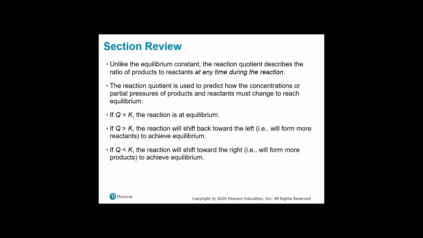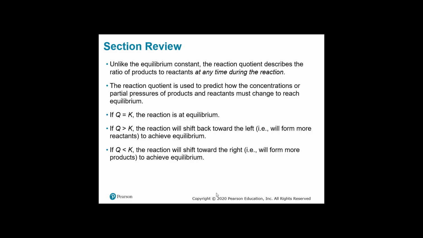Okay, so let's do a review. Unlike the equilibrium constant, the reaction quotient describes the ratio of products to reactants at any time during the reaction. It's good to understand the difference between the equilibrium constant and Qc. With the equilibrium constant, you only have one value. That value doesn't change. Remember I showed you that table in the last section that the Kc is the same even when the initial reactants have different concentrations. So the Kc is one value, and it specifies the amounts of reactants and products at equilibrium.